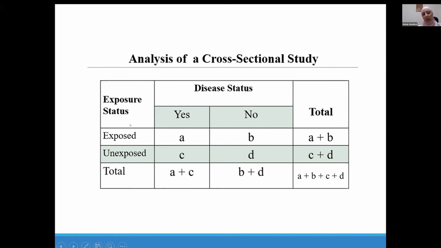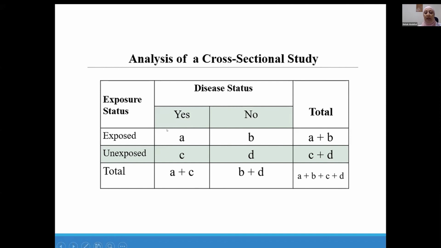The exposure status is about exposure. So we have people who are exposed and people who are not exposed. The first row is the exposed, the total is A plus B, and the unexposed is the C plus D, and this is the grand total, A plus B plus C plus D.